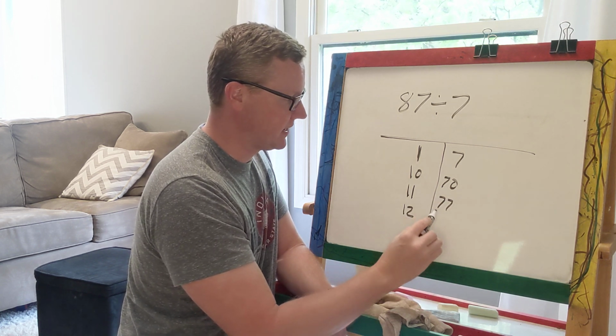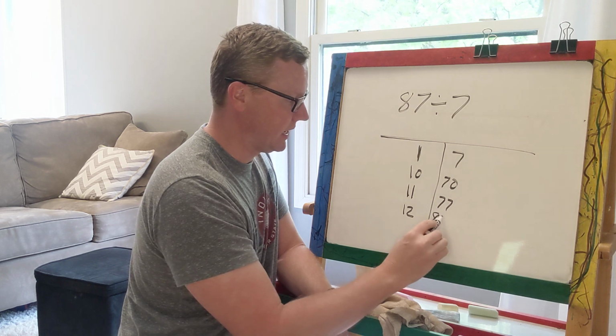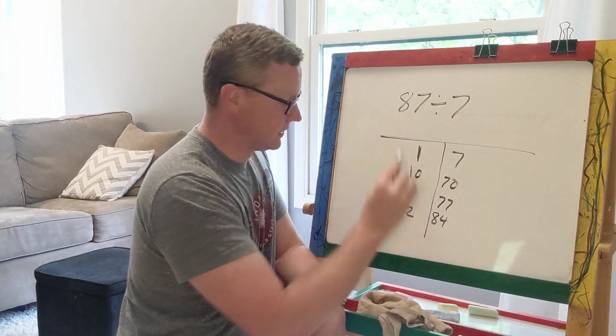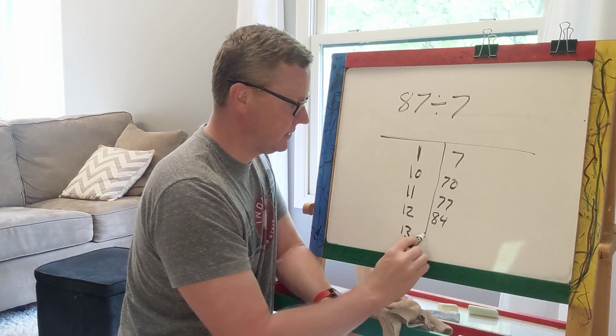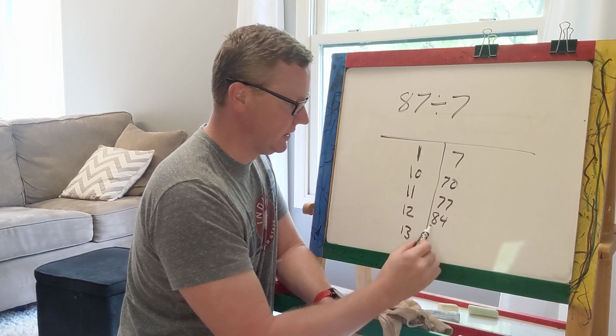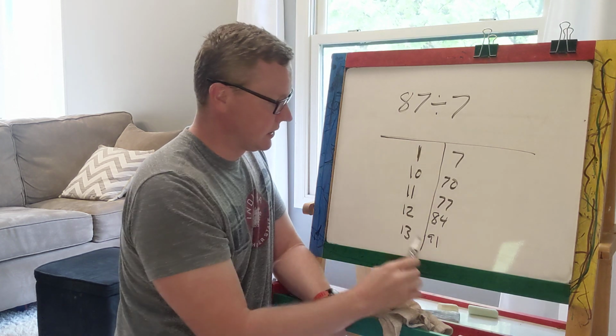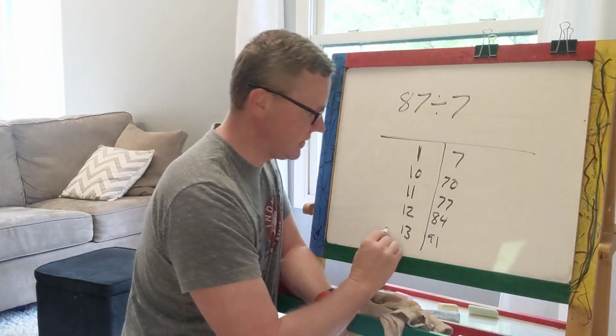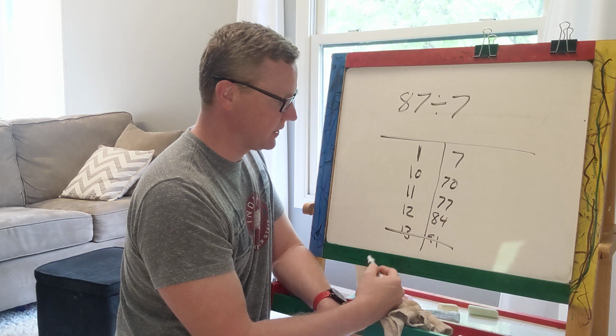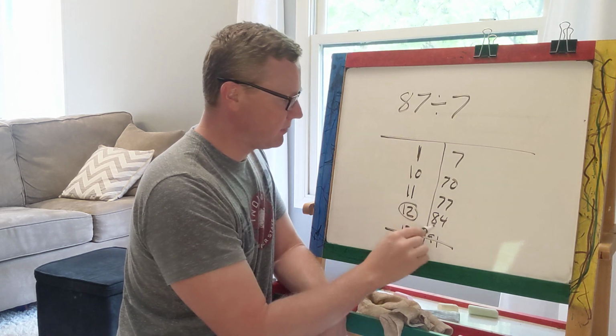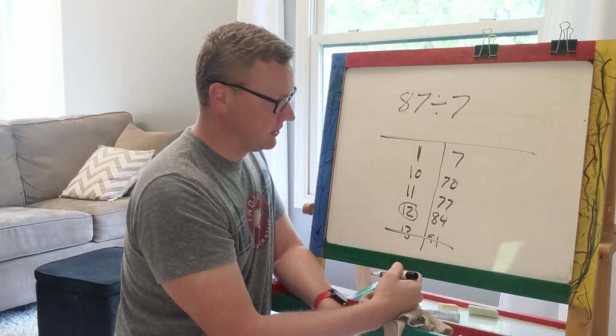12 times 7 is 84. Not quite there. 13 times 7 is 91. Ooh! 91 is too far. So we know that it's not 13. So we know that it's 12, but they don't match exactly.